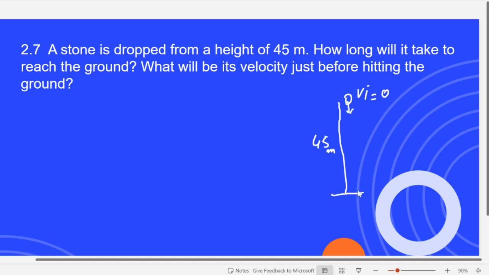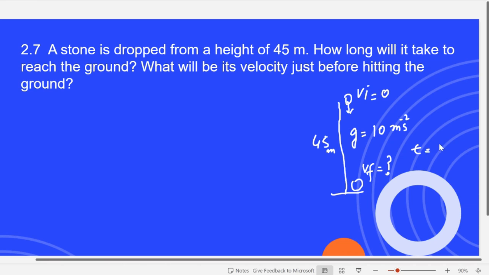Here, the velocity with which it hits the ground, this is the final velocity, which we have to find or calculate. And the acceleration due to gravity, that is g, and the value of g is positive 10 because it is moving downward. It is positive acceleration. So we will also have to calculate the time which it takes to hit the ground.